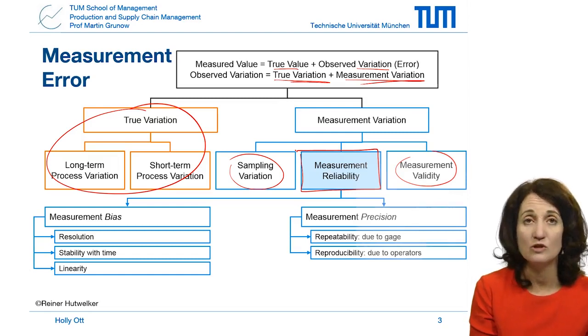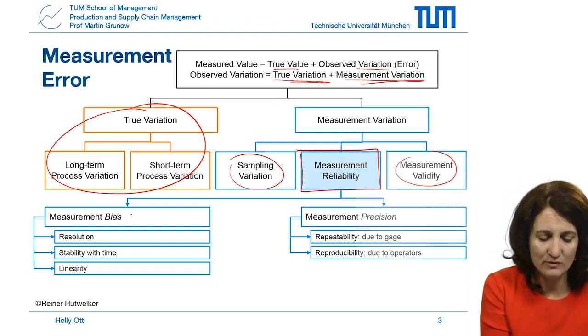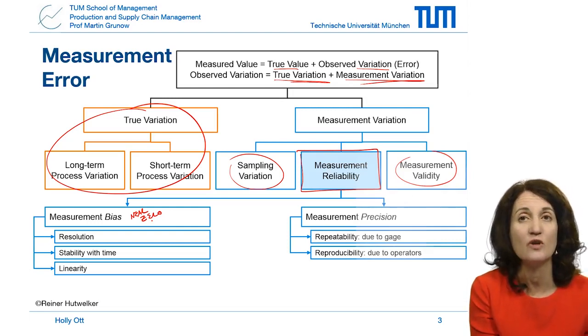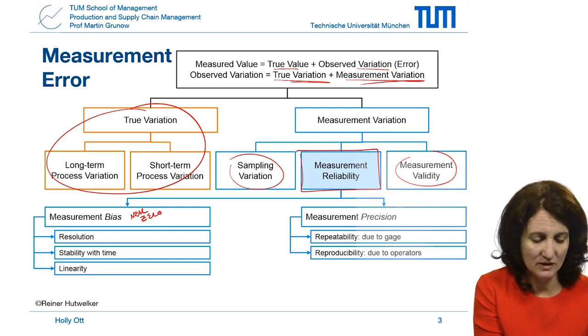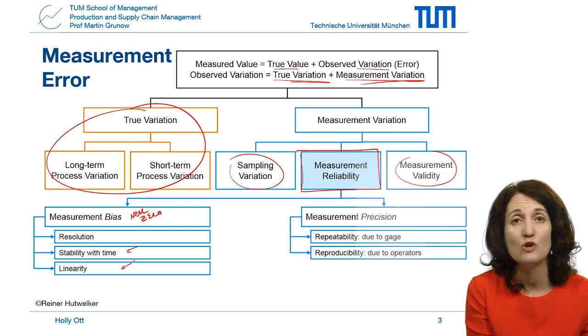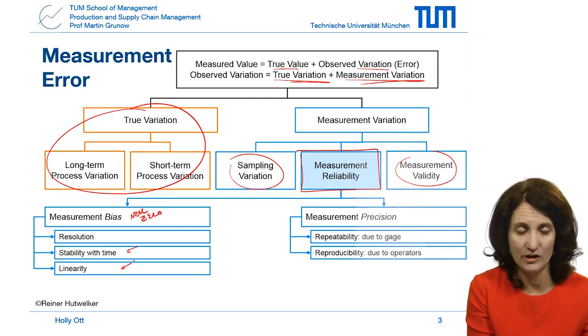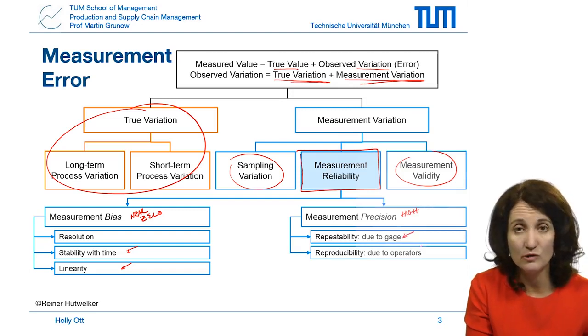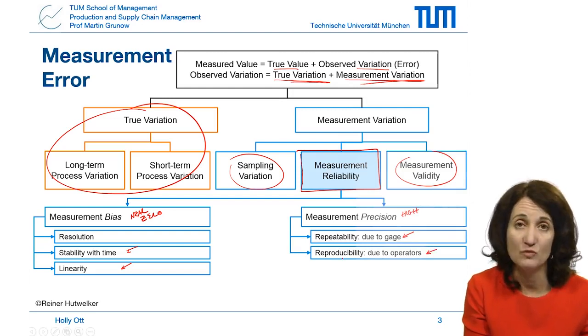So what we use to evaluate then, that is the measurement bias, which we want to be near 0. And this means that our resolution should be good, and we should have variability which is much smaller than the variability in the product that's used to measure. We need to have stability with time. Our bias doesn't change with time, and our bias doesn't change with the range of values that we're measuring, no linearity problem. Measurement precision should be high. Variability due to the equipment, which we call repeatability, and variability due to operators, which we call reproducibility, should be small.